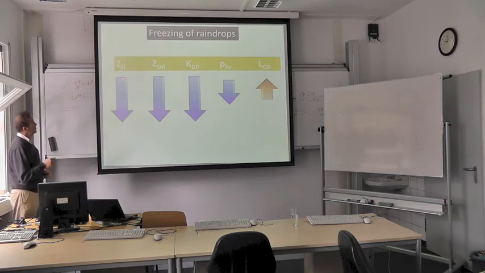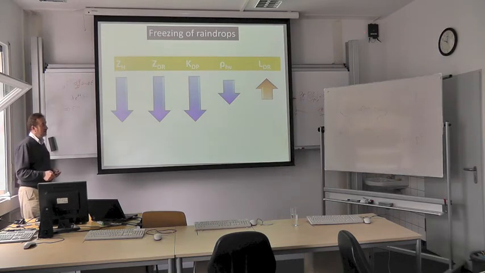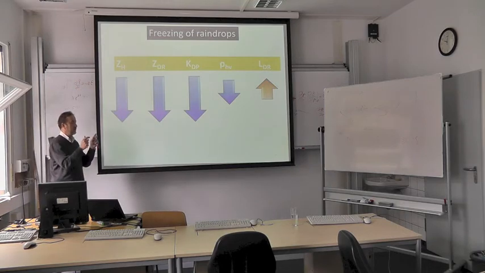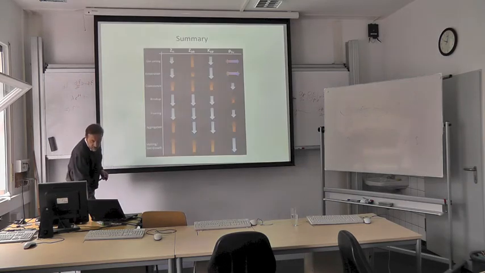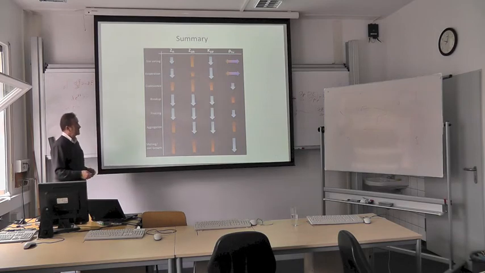So ZH usually decreases just because the dielectric constant drops. Okay, ZDR decreases again for the same reason, KDP for the same reason, rho HV as well. The linear depolarization ratio is rarely measured, but the so-called LDR cap at the top of the convective updrafts is something of interest.